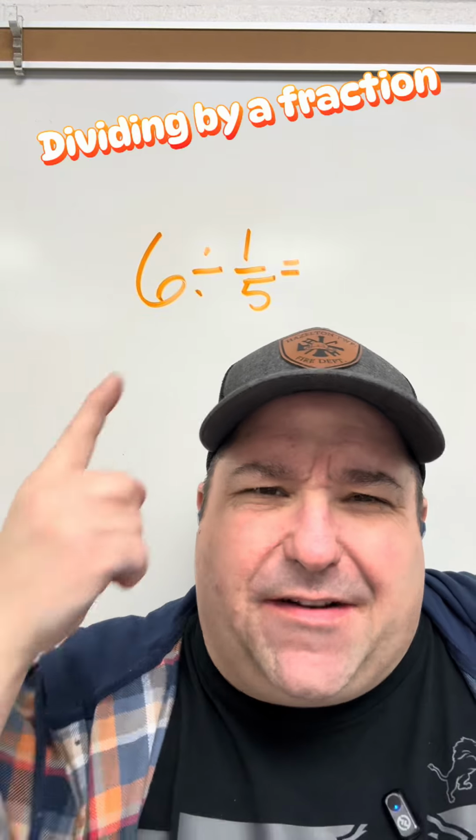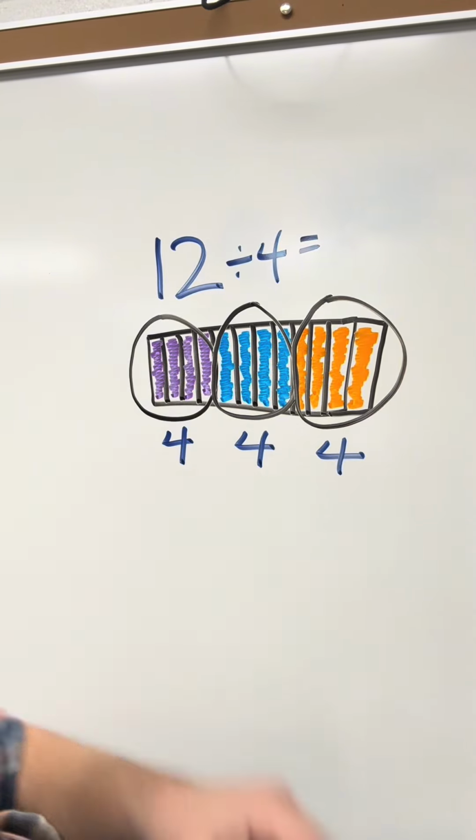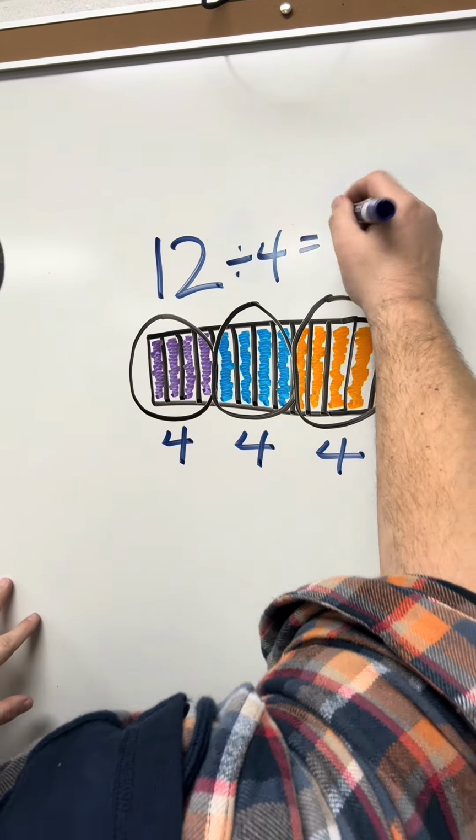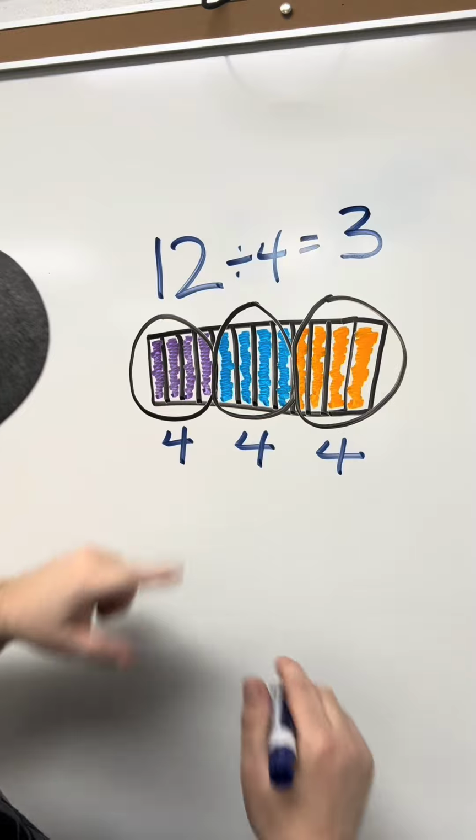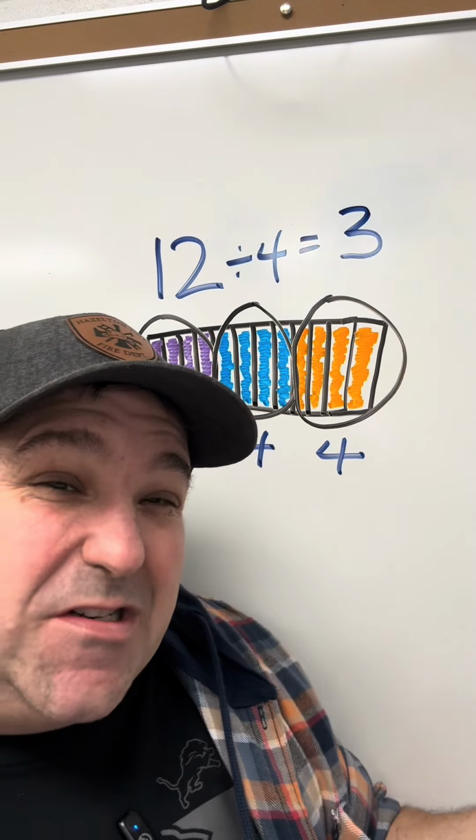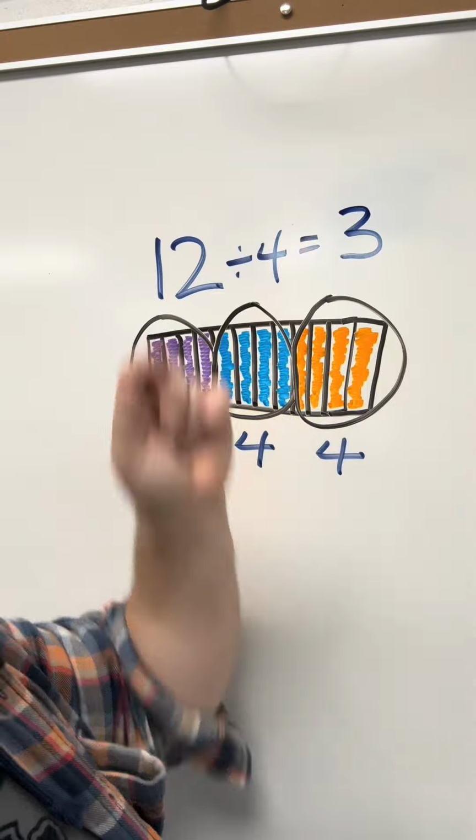So what's it mean to divide by a fraction? Well, what's it mean to divide by anything? If I have 12 divided by 4, I need to figure out how many times 4 fits inside 12. And we can see that answer is 3. 12 divided by 4 is 3 because 4 fits inside 12 3 times. So division is really just seeing how many times one number fits inside the other.